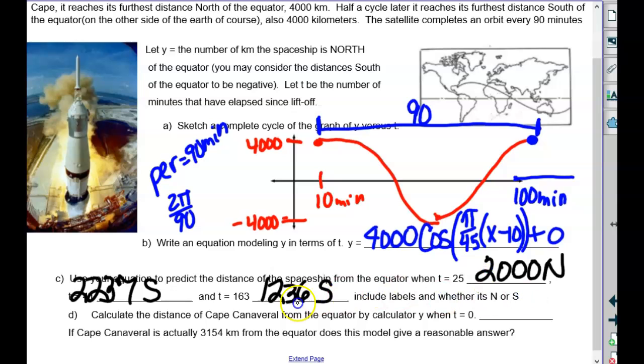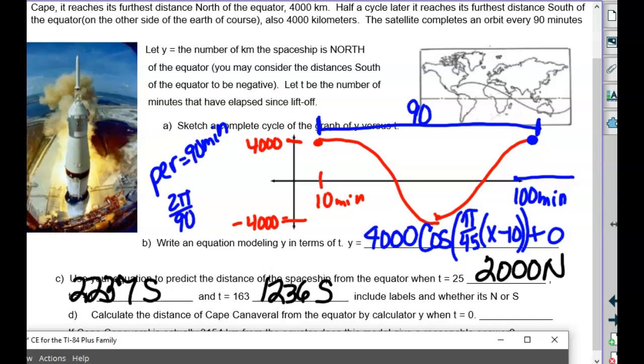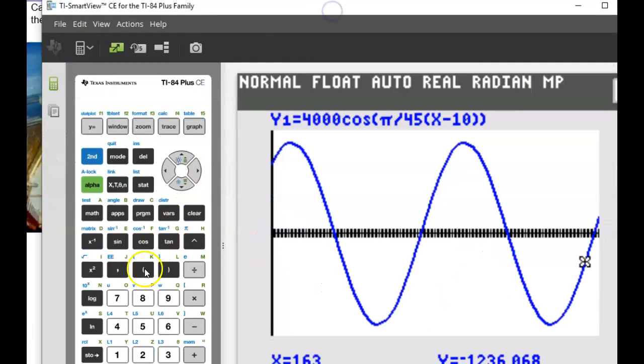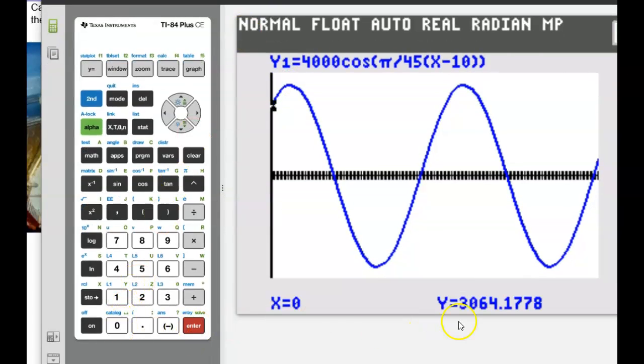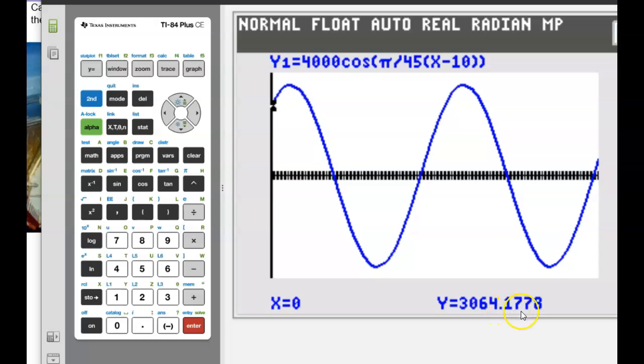All right, calculate the distance of Cape Canaveral from the equator. Oh, and they gave us a hint, use time 0. Okay, so that's where it was fired from. So if we put in a 0, we get 3064.2.